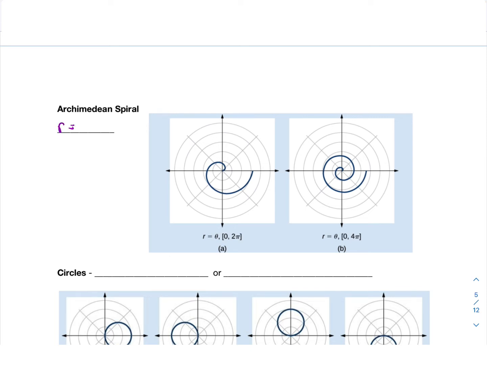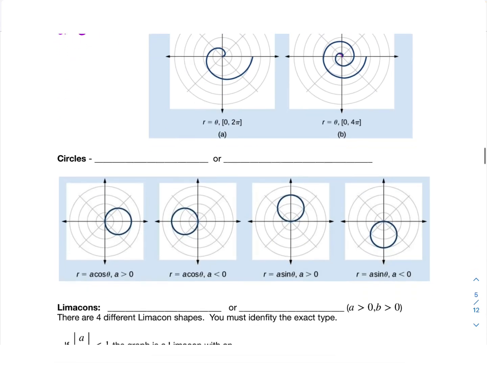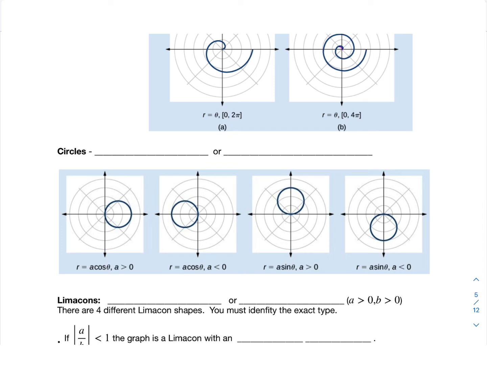Okay, next type is the Archimedes spiral. This is a pretty cool graph. It's in the form of r equals a theta, where a is any number greater than 0. And you can notice that this is the same graph, just going 1 time or 2 times around the unit circle, and you can see how the spiral keeps growing the more you go around. Next shape are circles.